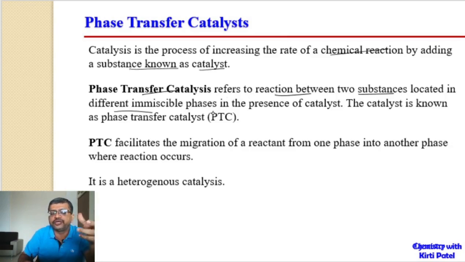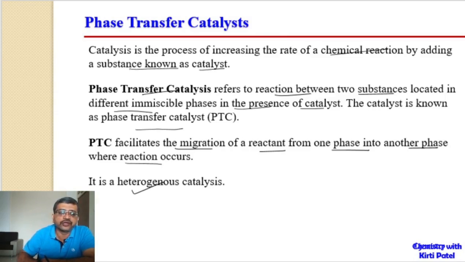They are located in two different phases, in the presence of a catalyst. That is, phase transfer catalysis is the process in which the catalyst brings one of the reactants from one phase to another phase. The catalyst that we are using is called a phase transfer catalyst. This phase transfer catalyst facilitates the migration of a reactant from one phase to another when the reaction is occurring. As two phases are involved, this catalysis is called a heterogeneous catalysis.